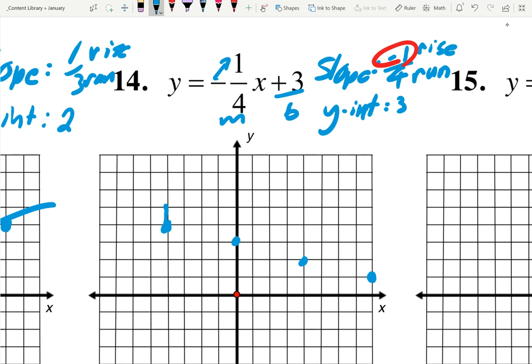And then up 1, left 4, puts our point here. And there's our line. Perfect. It has a y-intercept at 3, and it's got a slope of going down 1 and right 4, negative 1/4.